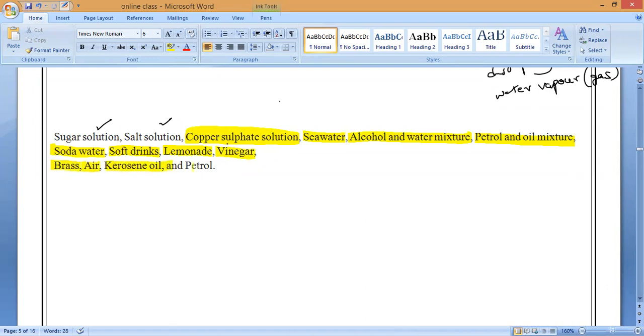Air is also, what kind of air? Unpolluted air. And brass, I told you last class, is an alloy. It is a mixture of two metals. Brass: copper and zinc, sir. Yes, copper and zinc. Brass is an alloy, a mixture of two metals, one is copper and another one is zinc.